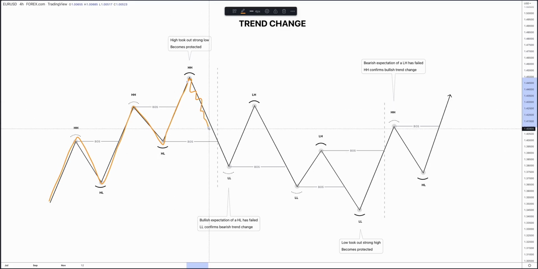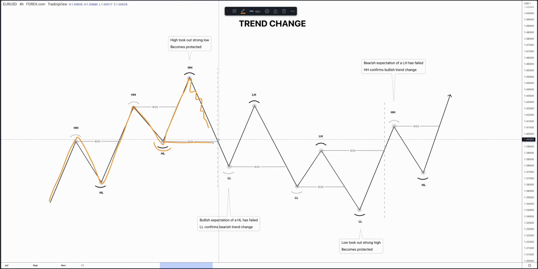Now, at this moment where the orange line is, what would be the expectation? Because obviously we wouldn't be able to see in the future if we were looking at the live market. What would we be expecting? Well, this was a strong low because it broke structure. It formed a higher high. So the expectation would be that this low is strong, it's not going to break, and price will not trade below here. That would be the expectation.